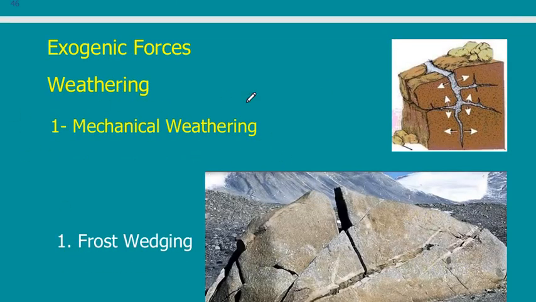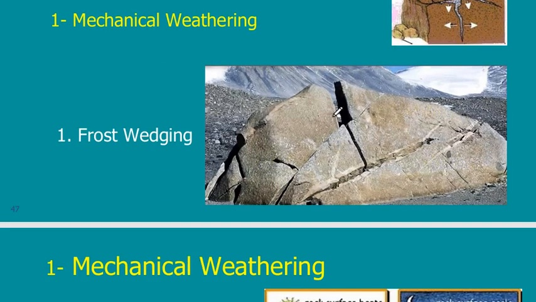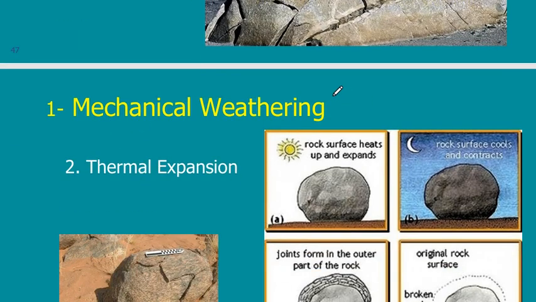Here again, this is weathering. I told you that I described this when water comes inside the gaps and solidifies, turns into ice, creating these gaps. As you can see, this is a very good example of frost wedging, mechanical wedging.